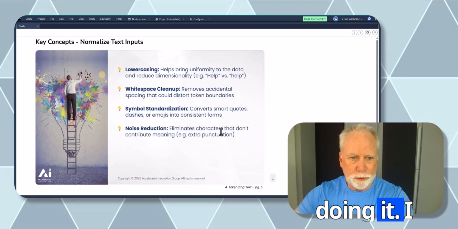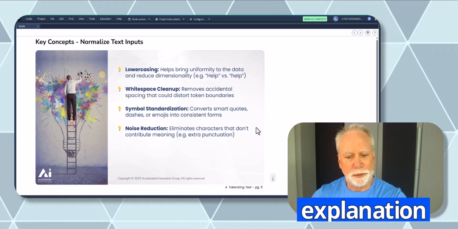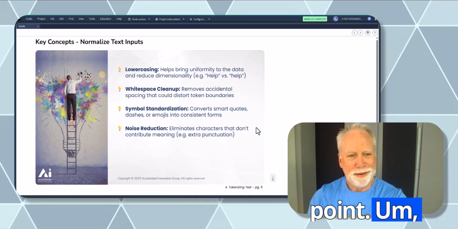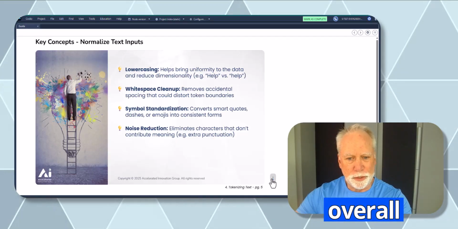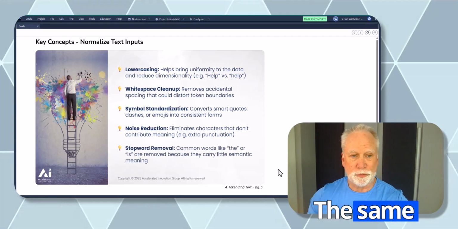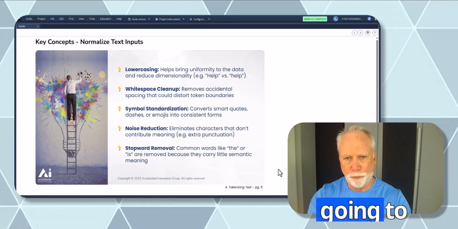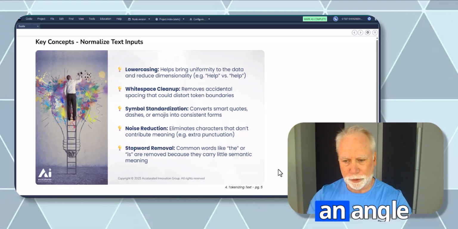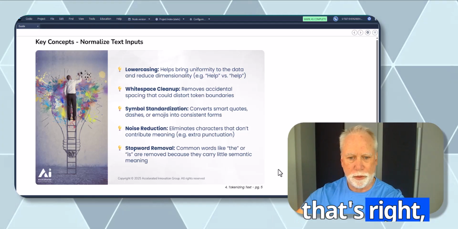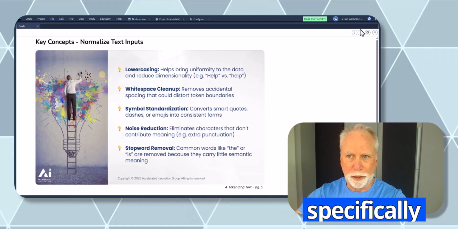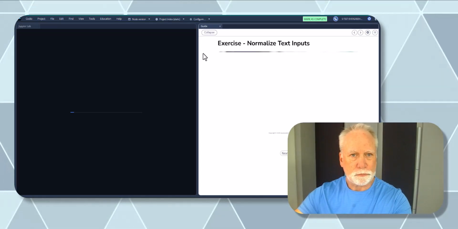Noise reduction, I don't know about you, but I get a lot of email where people are typing with multiple exclamation points, emojis, things like that, but they don't really contribute to the overall meaning of the sentence. Same thing with stop words, the, is, and while we're going to talk specifically in this section about English language, the same thing applies with other languages, right? There are models that are specifically trained on different types of languages.